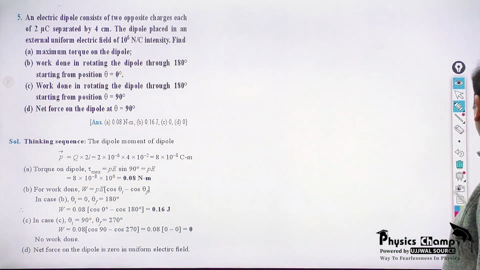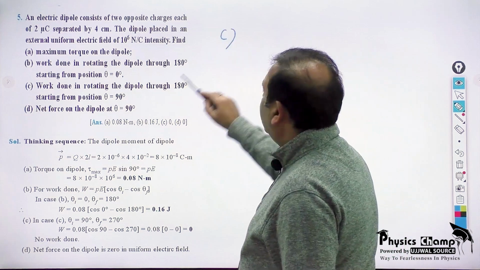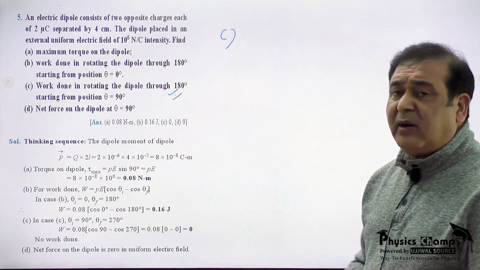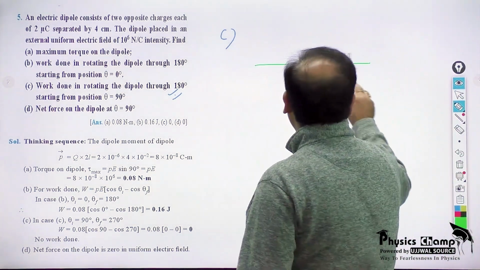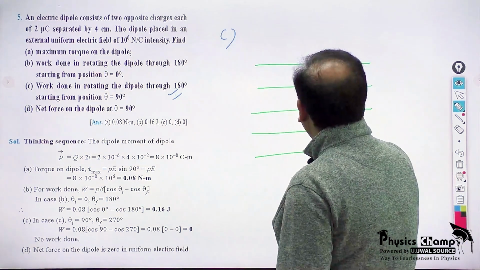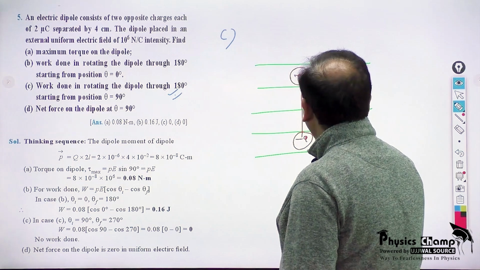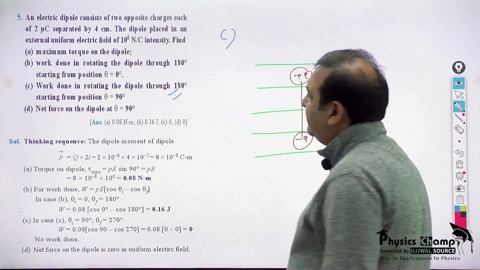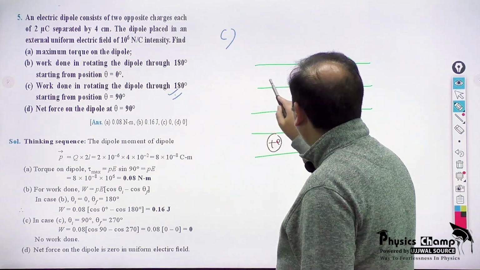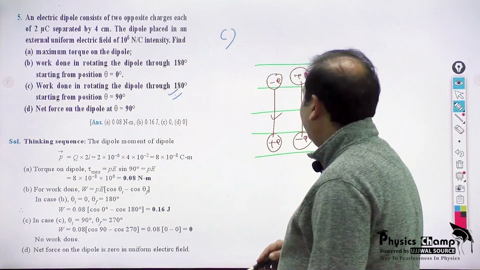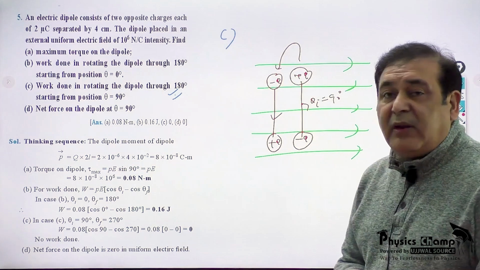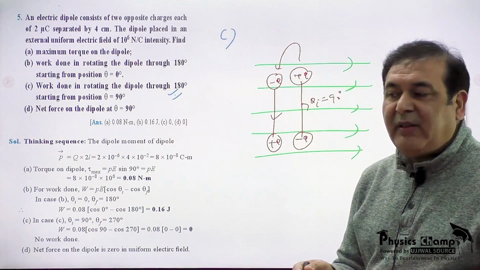Now part C. Work done in rotating the dipole through 180 degree starting from theta initial equal to 90 degree. So here we are given another situation where initially the dipole was kept perpendicular. So theta initial was 90 degree. And then from there I have turned it by 180 degrees, so plus q and minus q this way. We have turned it from theta initial 90 to theta final 90 plus 180, that is 270.